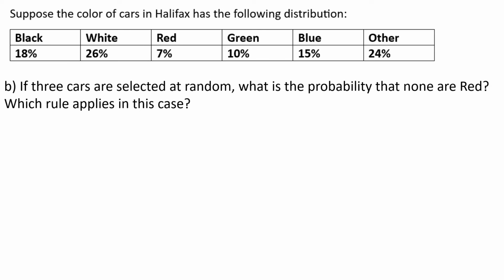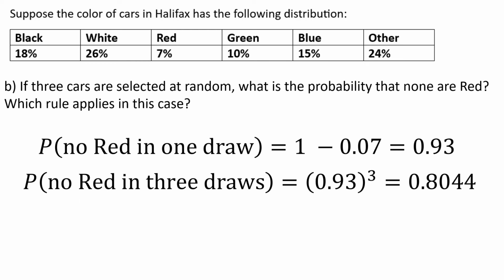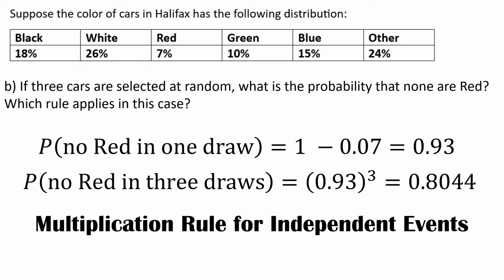If 3 cars are selected at random, what is the probability that none are red, and which rule applies in this case? Well, the probability of being red is 7%, so the probability that the car isn't red is 93%. And so that little calculation, technically, it makes use of the complement rule. However, the rule that really we use most in this case, the probability that no red in 3 draws is equal to the probability that the first car isn't red, which is 0.93, times the probability the second car isn't red, 0.93, times the probability the third car isn't red, 0.93 again. So it's basically just 0.93 to the power of 3, which is 0.8044. And so that calculation makes use of the multiplication rule for independent events.